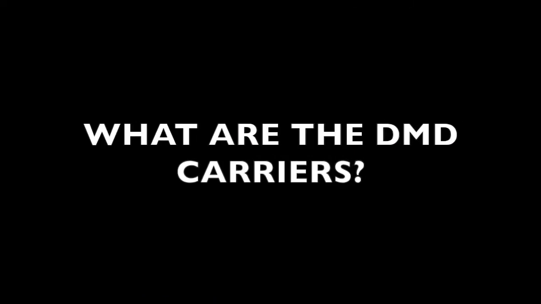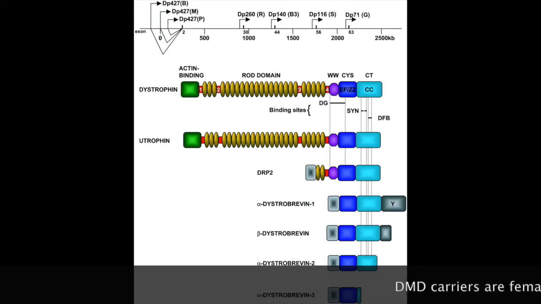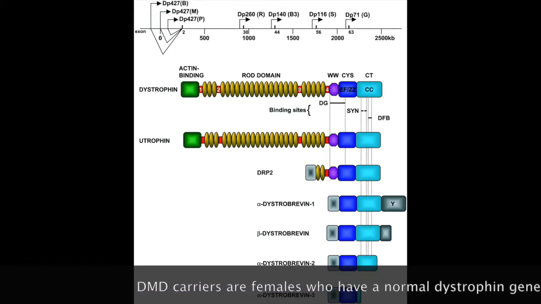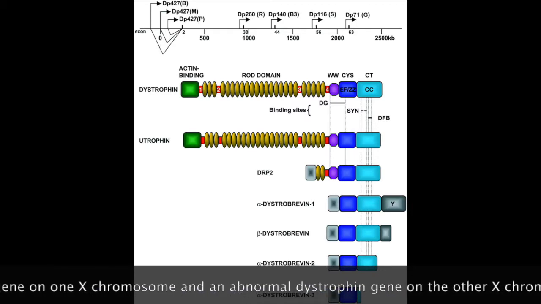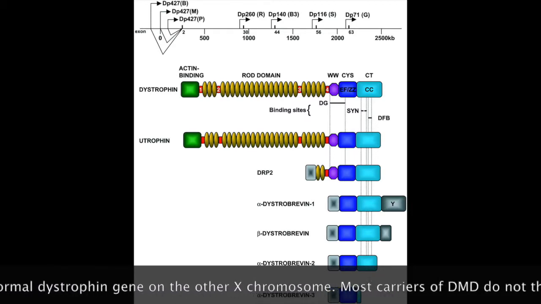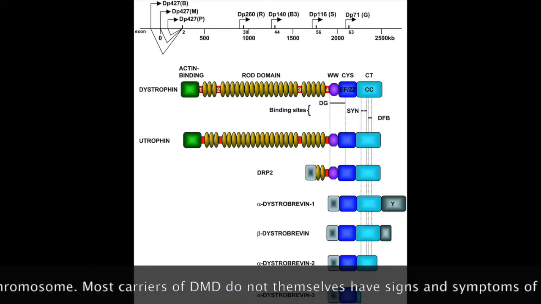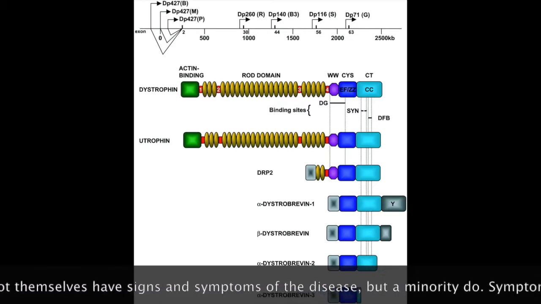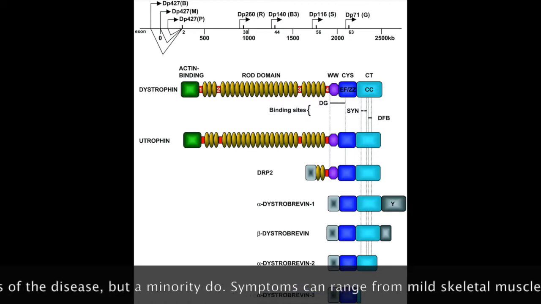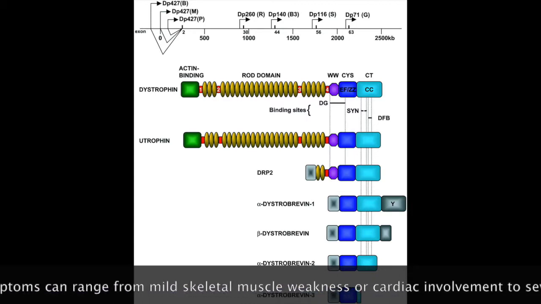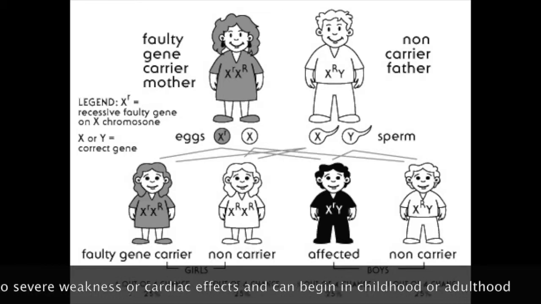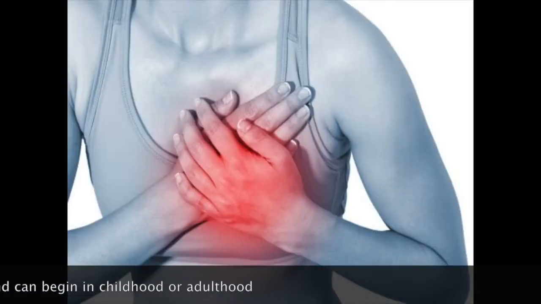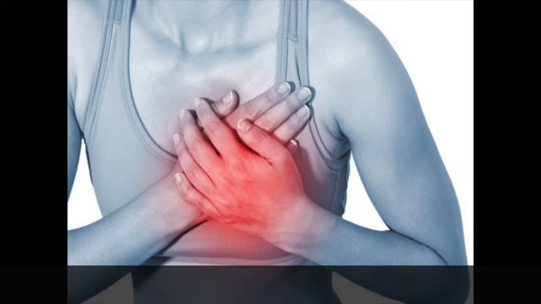Okay, but what are DMD carriers? DMD carriers are females who have a normal dystrophin gene on one X chromosome and one abnormal dystrophin gene on the other X chromosome. Most carriers of DMD do not themselves have signs or symptoms of the disease, but a minority do. Symptoms can range from mild skeletal muscle weakness or cardiac involvement to severe weakness or cardiac effects, and can begin in childhood or adulthood.